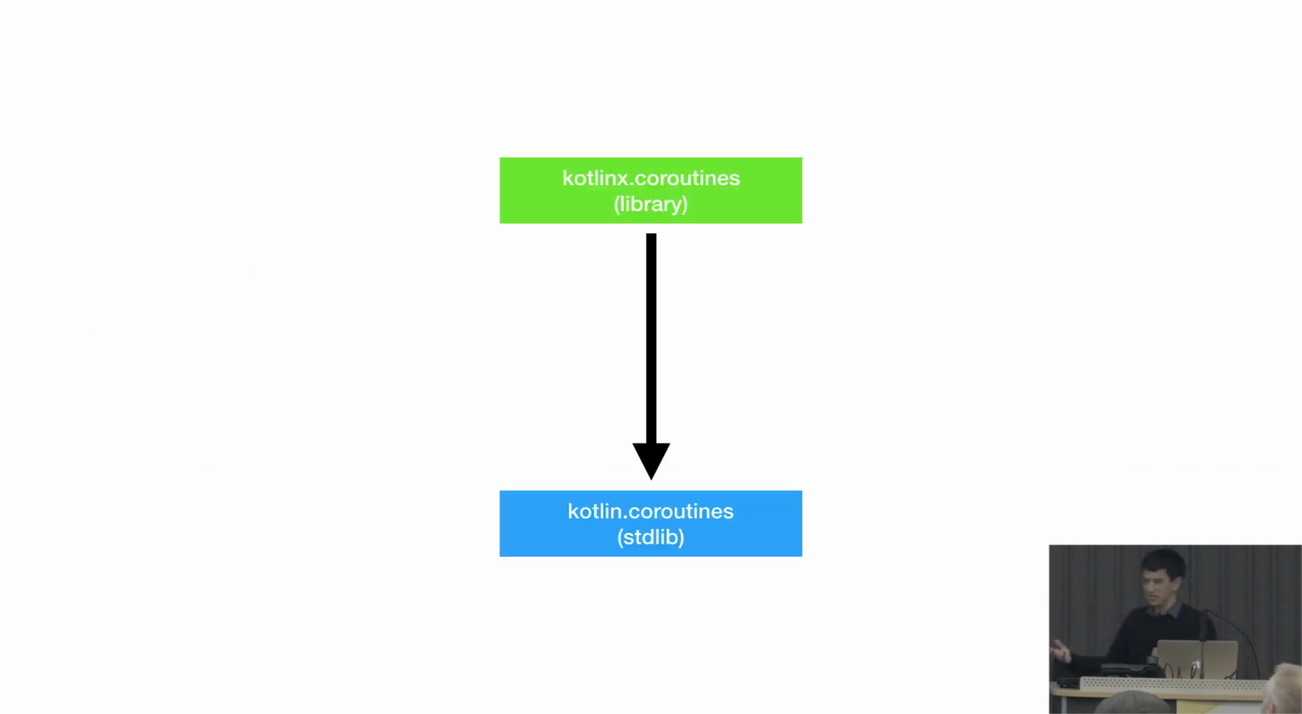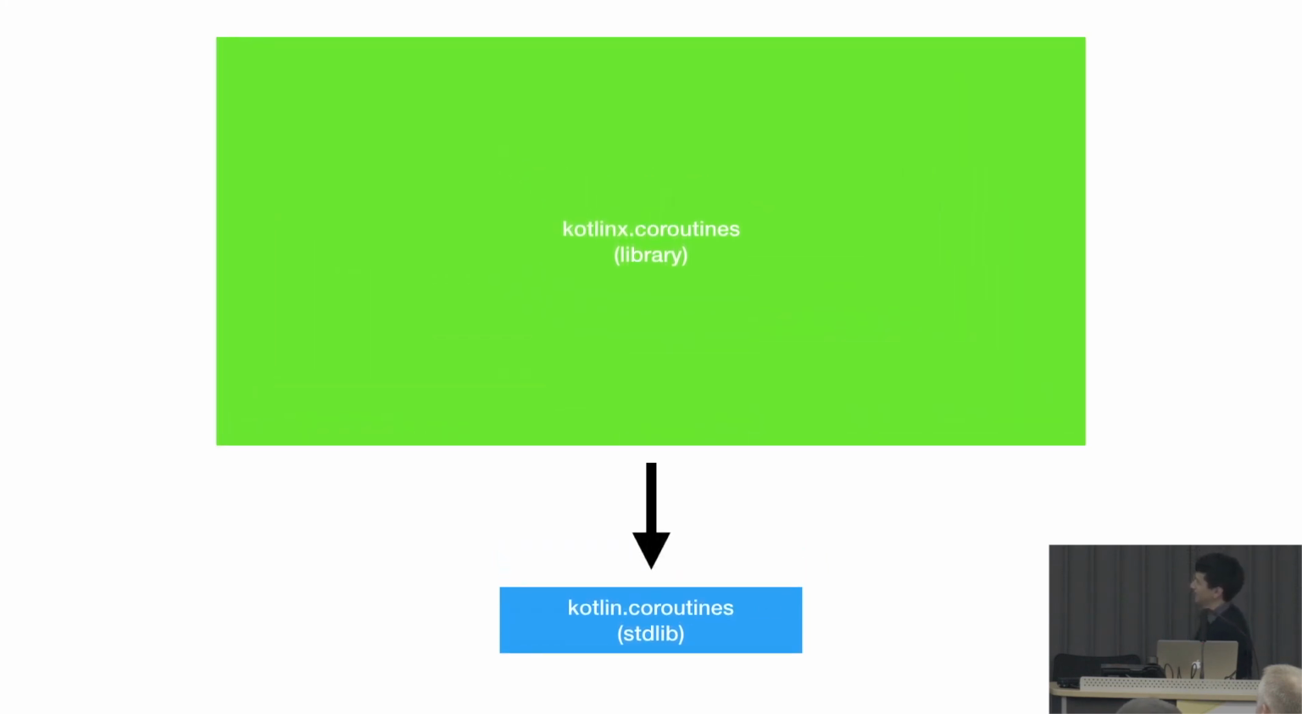So the way coroutines are set up in Kotlin is that there's a standard library, Kotlin coroutines, which is built into Kotlin, and then there's a kotlinx coroutines library that's built on top of that. But this graph doesn't really show the relative size. It's more like this. The stuff in the core is really tiny, and I'm going to go over basically all of it right now. That's how small it is.